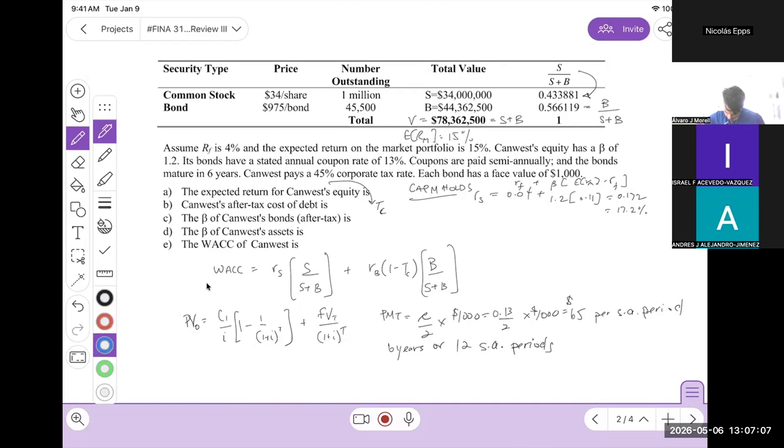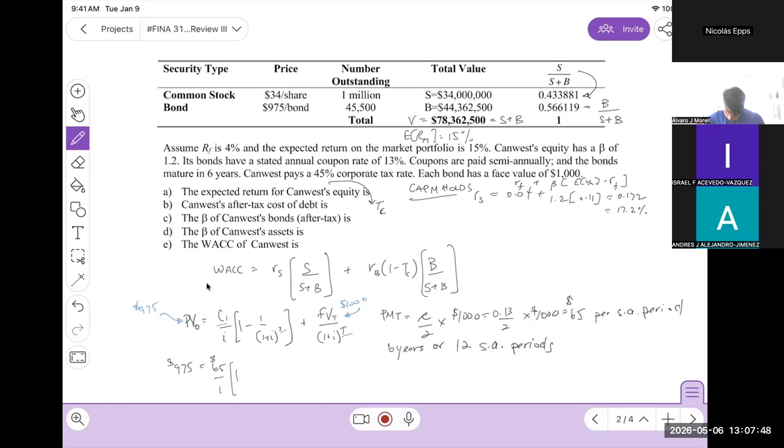So I have this and I have this. And what's the face value? 1,000. And what's the price? 975. So put it all together and get EPR 1/2. So 975 equals 65 over I times 1 minus 1 over 1 plus I, because I don't know what it is, I'm trying to find it, to the 12, plus 1,000 over 1 plus I to the 12. You have to write this out to get the points. Then find I.